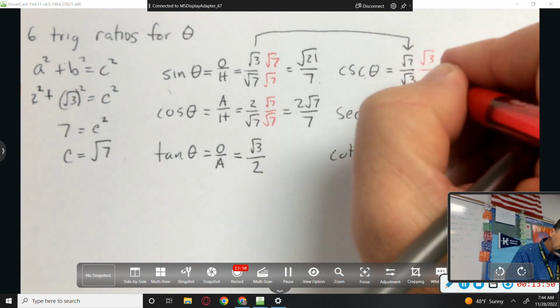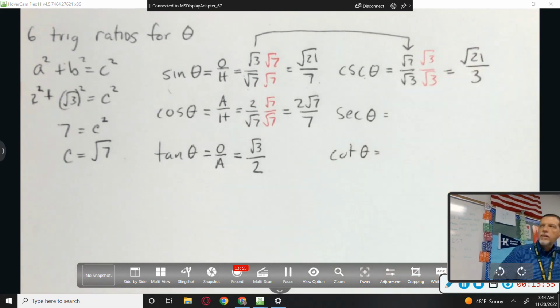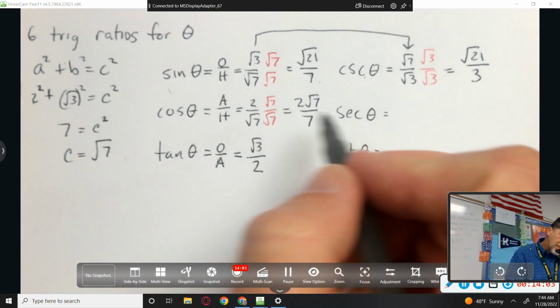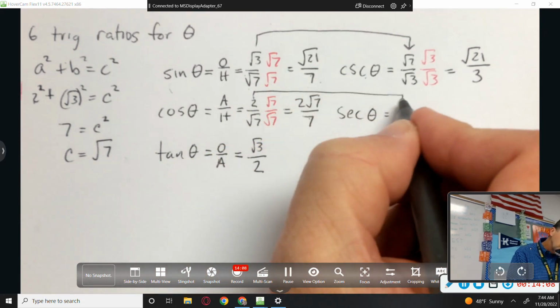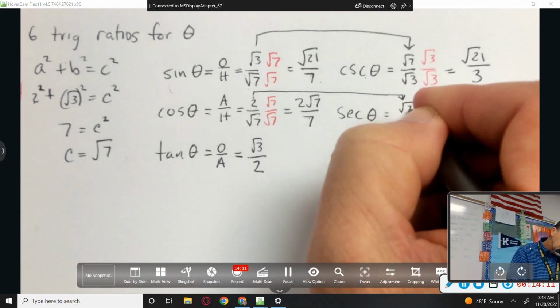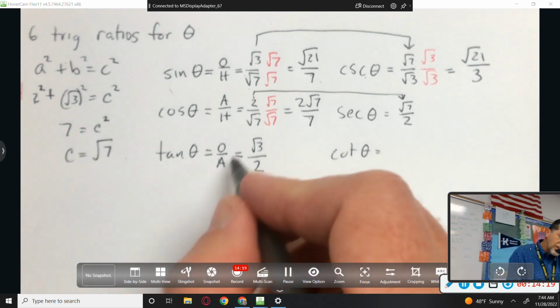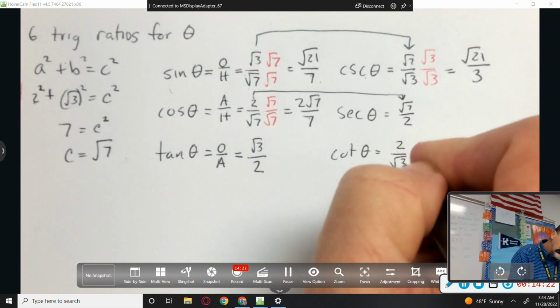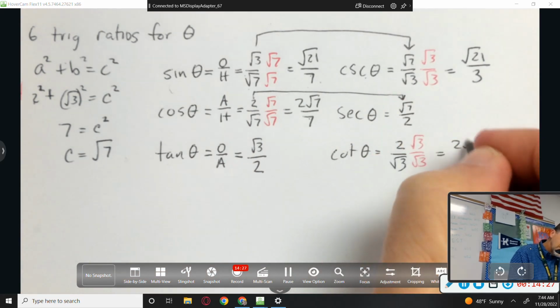That still needs to be fixed, but it's easier to fix square root of 3 than square root of 21. Square root of 21 over 3. Secant, kind of the same thing. Go back and I could flip the final, but it would probably be better to flip the original. Square root of 7 over 2. And I don't even need to fix that one, so that's nice. Cotangent, I don't have an option. I'll flip tangent and then fix it. 2 root 3 over 3.